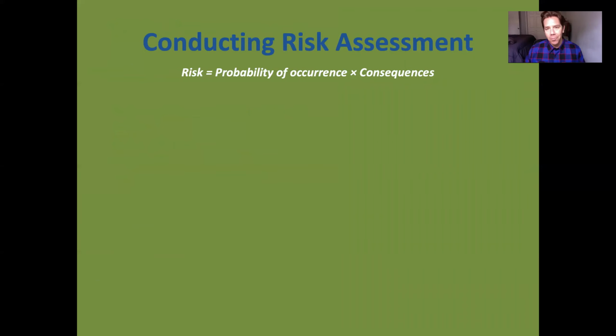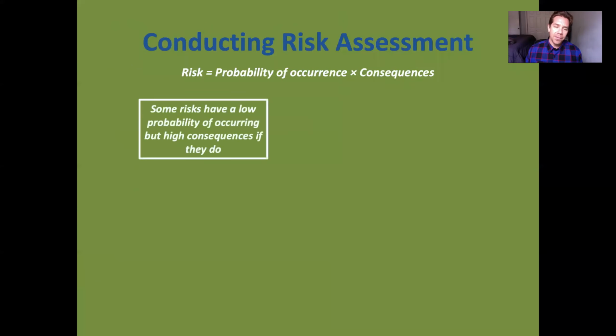Well, again, this is just a real simplification. But essentially, in determining risk, we think about the probability of something happening and the significance of those consequences. And so some risks might have a really low probability of happening, but if they do, the consequences are really, really high.